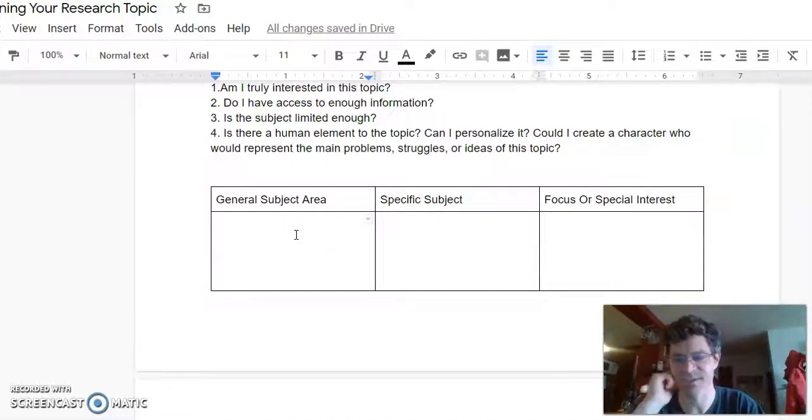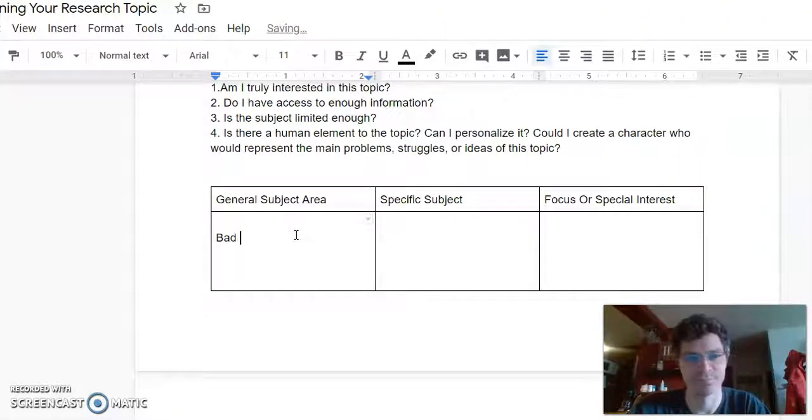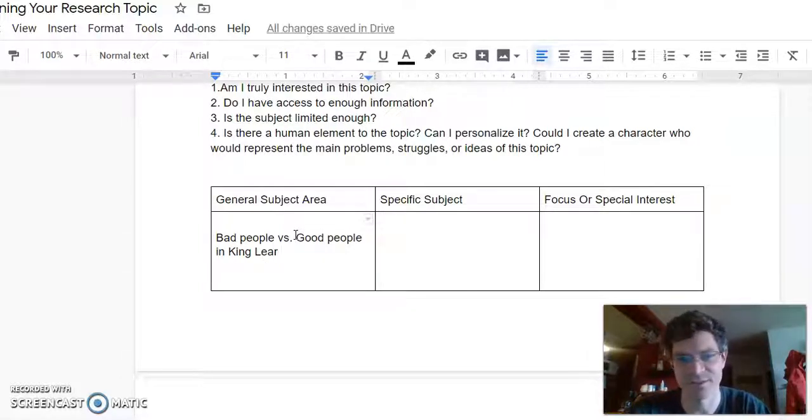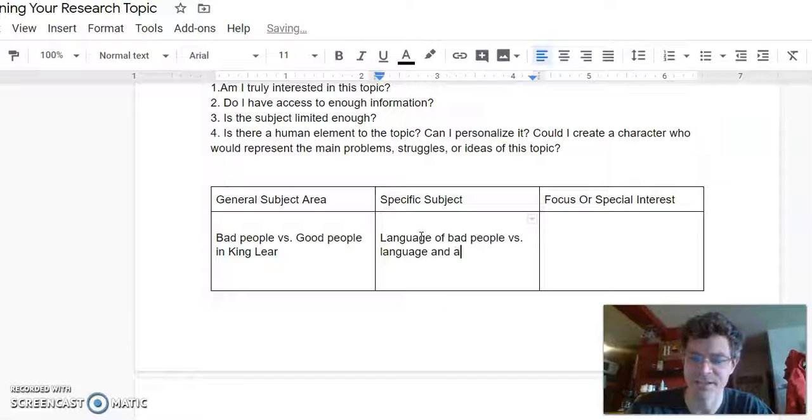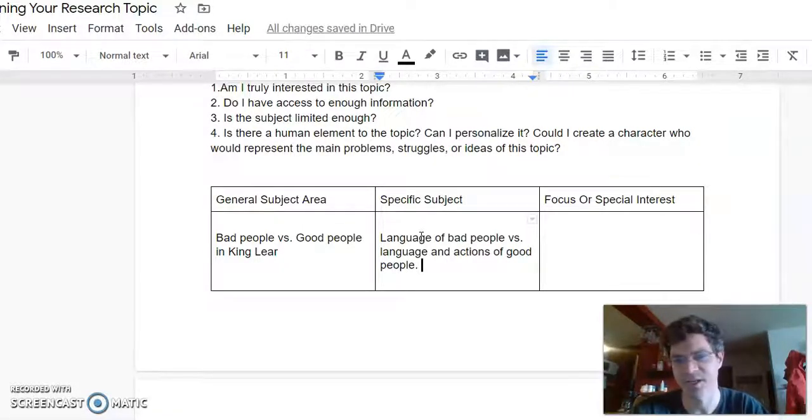Well, it seems like something that I'm generally interested in is bad people versus good people in King Lear. It seems like that's kind of a general subject. Specifically, the language of bad people versus language and actions, because there's the blinding of Gloucester I talked about, and actions of good people. So I'm just kind of narrowing down. This is just spitballing, right? Don't worry about this being perfect or not.